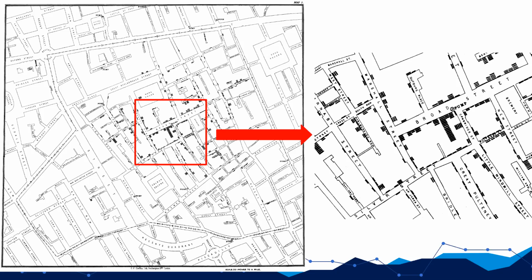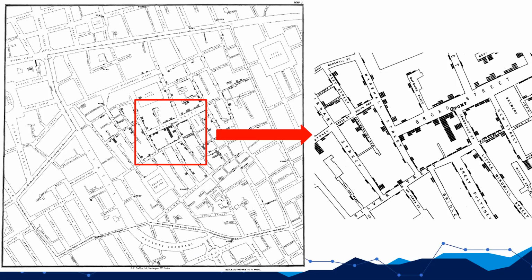There was a doctor called Jon Snow, like the Game of Thrones guy. It's not the same, like it has an age, like Jon, right? But a similar name. And he thought otherwise. He thought, I think the vector of contagion of how this disease is spread is through water, not through air. So what he did is he went to the center of London, to the area where the most cholera cases had been detected.